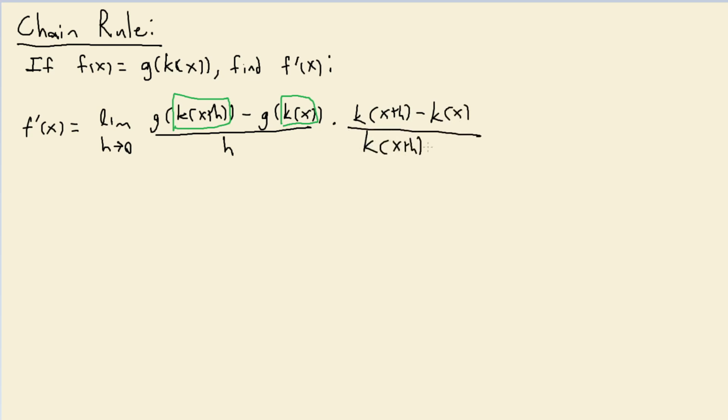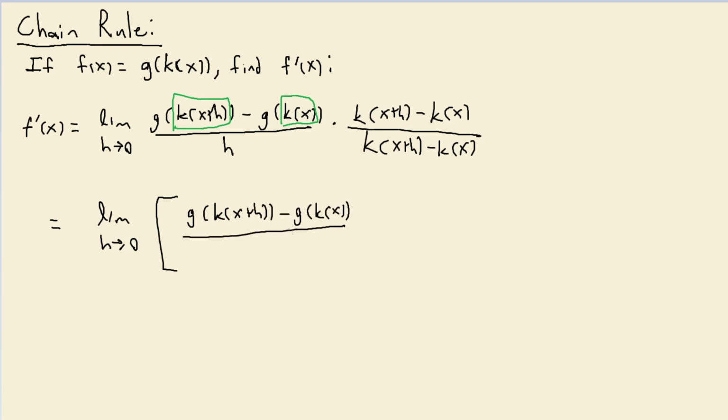k of x plus h minus k of x. And from this point, I can keep my limit out front. I'm going to put brackets around this. And here I can just swap these denominators, the reason being that multiplication is commutative, so it really doesn't matter which term comes first. That is to say that g of k of x plus h minus g of k of x, all of this over k of x plus h minus k of x, multiplied by k of x plus h minus k of x over h. These two expressions are going to be equivalent.